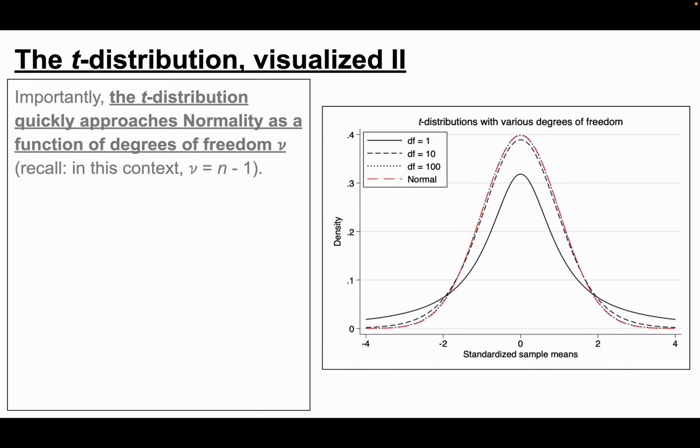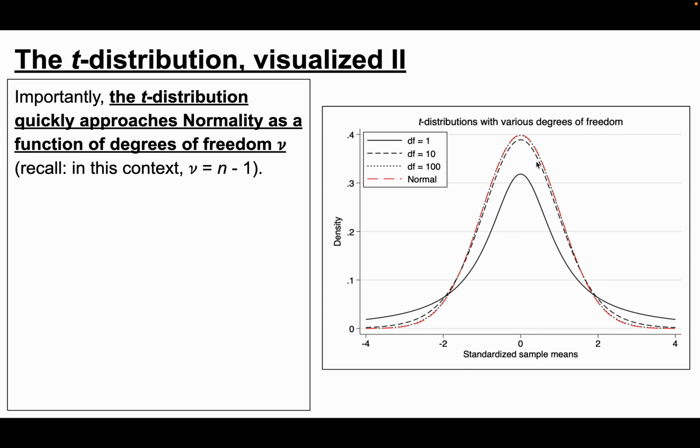But you may want to note that the t-distribution quickly approaches normality as a function of the degrees of freedom, nu, and recall in this context that nu is equal to n minus 1. You'll also often see degrees of freedom written df. Both are about equally common, so I'm going to switch between them. Sorry if that's confusing, but that's mathematical statistics for you. When we have degrees of freedom equal to 1, this would be a sample size of 2, and it is visually quite different. But when we get to 10, it's not too bad. And when we get to degrees of freedom equal to 100, it's almost identical to the standard normal curve. You can play around with this in Stata.